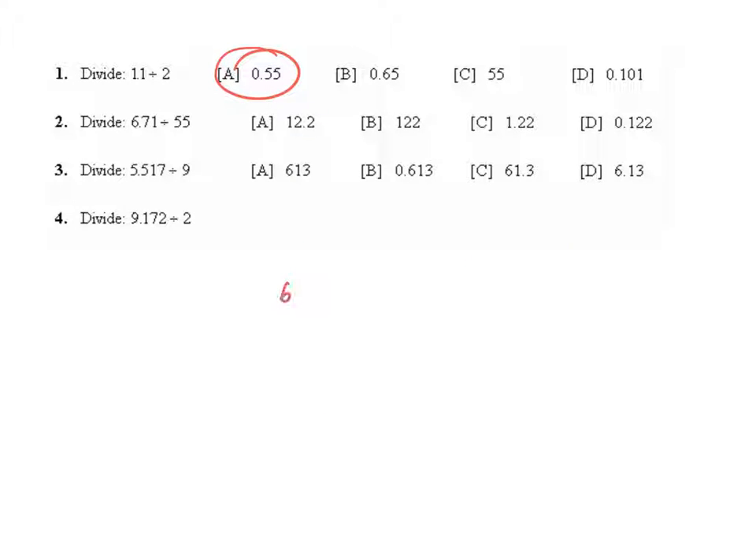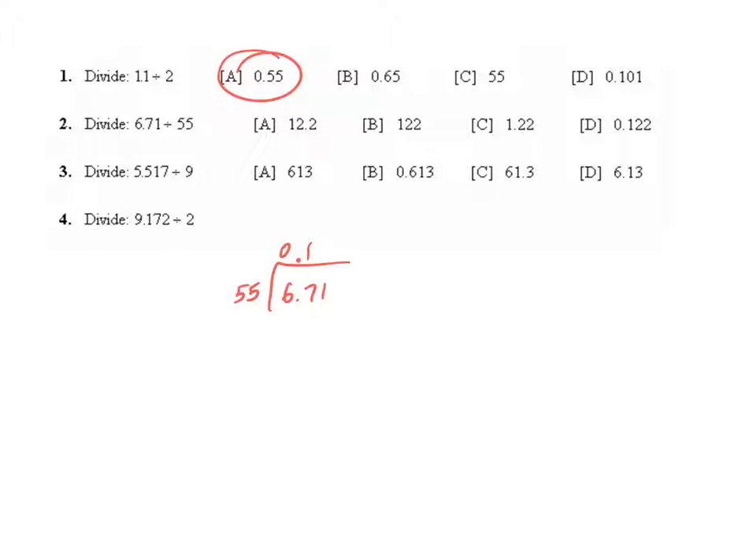Question 2 is 6 and 71 hundredths divided by 55. Bring the decimal straight up. It's now in the correct place value. And then go ahead and divide as if this were 671 divided by 55. 55 doesn't go into 6, but it goes into 67 one time. And now we have 121, and 55 will go into 121 twice. That's 110.